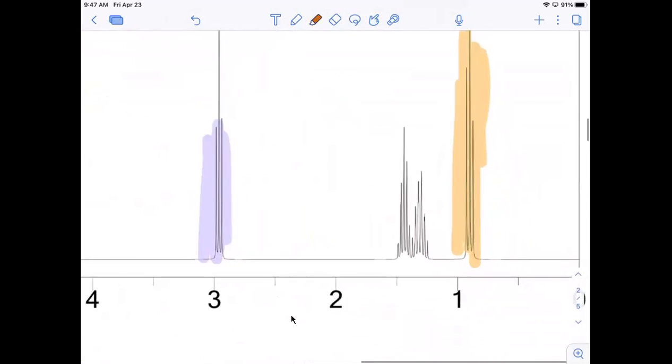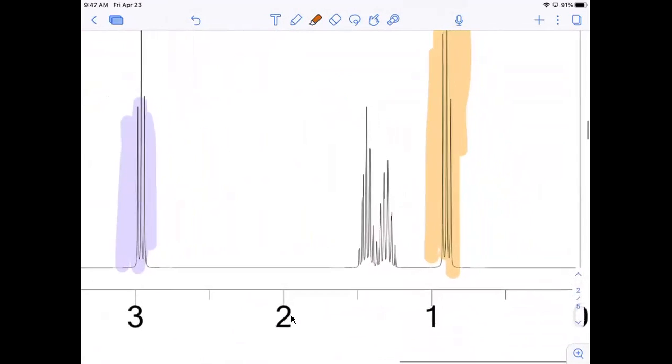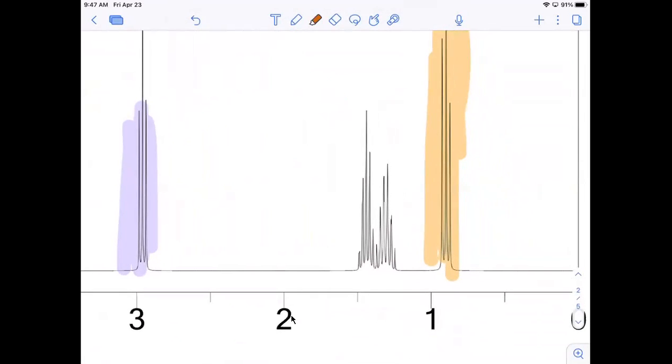So let's look down here and see if we see one. Which one of those two signals is a sextet? The one next to the CH3, further to the right, further upfield, right? So right here, you can see 1, 2, 3, 4, 5, 6 lines in that signal.